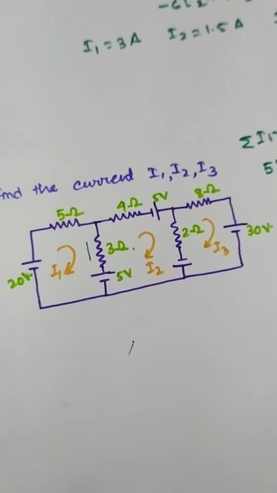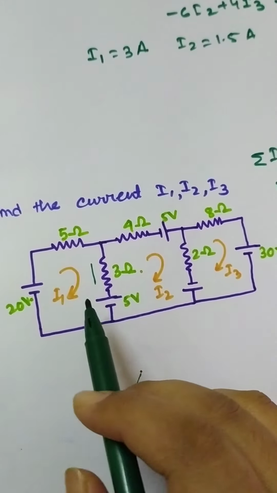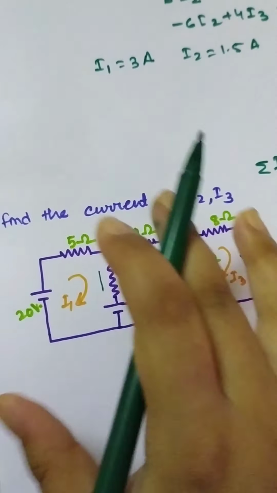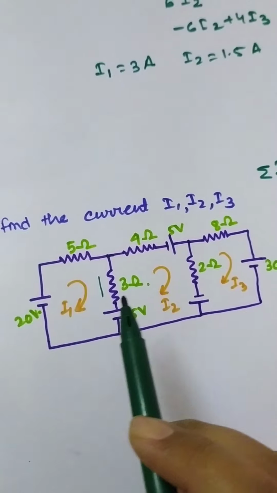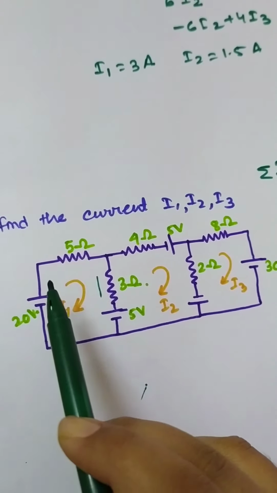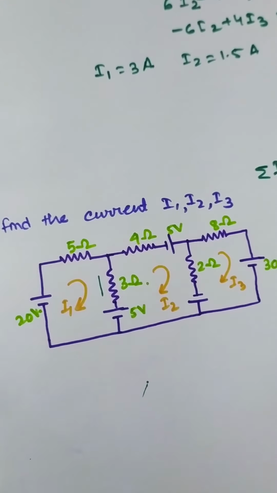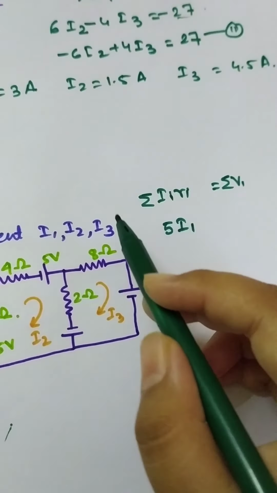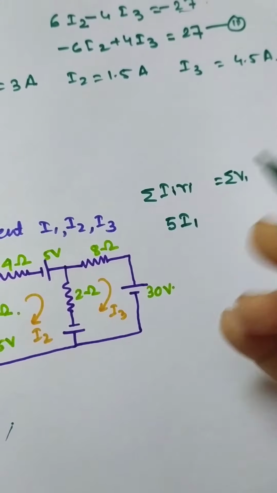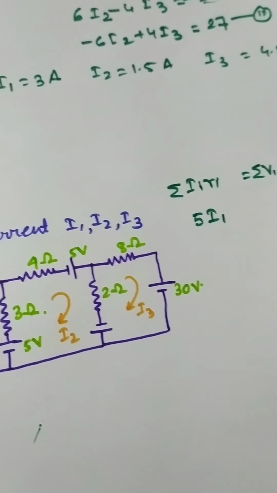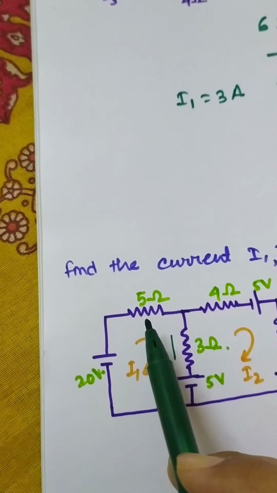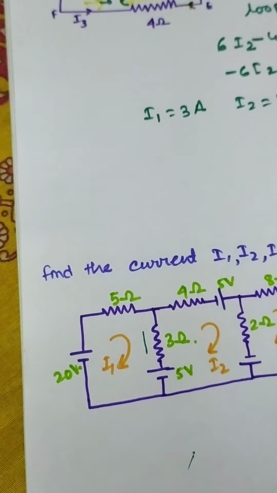Okay, so here we will find the current in the 3 loops. I1, I2 and I3, and this is our circuit, and here the 3 loops are there. First, second, third. So for this loop we have to apply the KVL, the Kirchhoff voltage law, and we know that the Kirchhoff voltage law is summation of IR equal to summation of total EMF. Okay, IR means the total current and the corresponding resistance of this current.